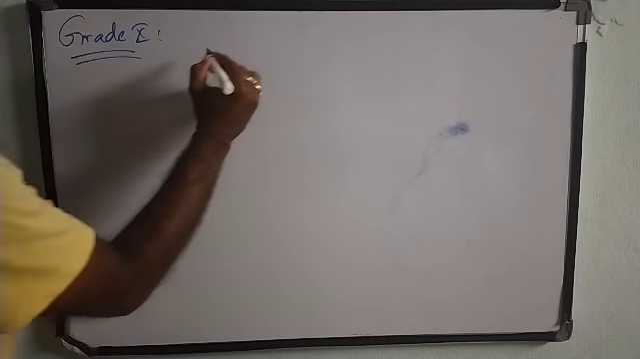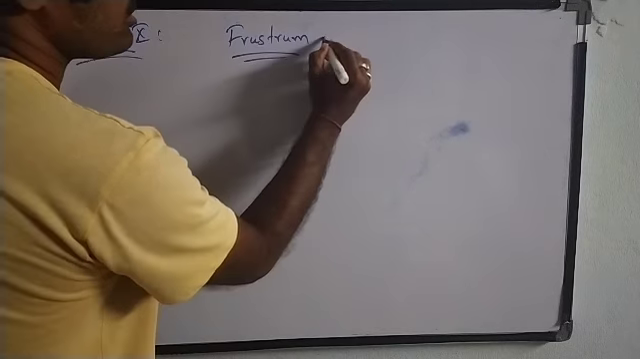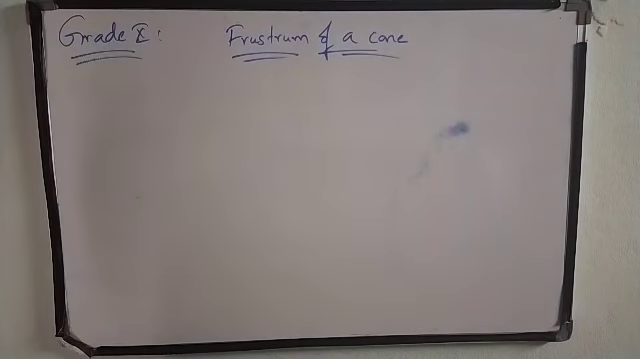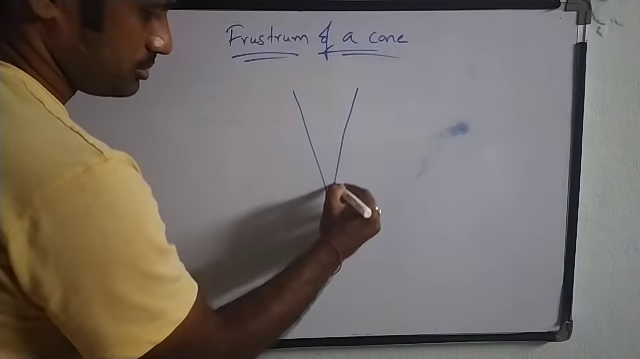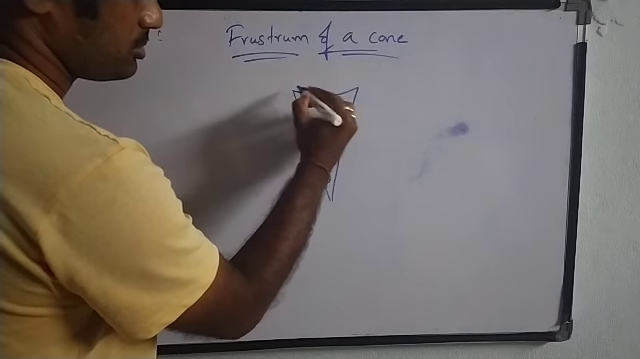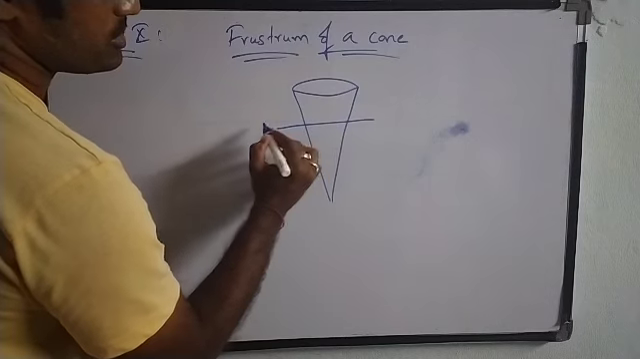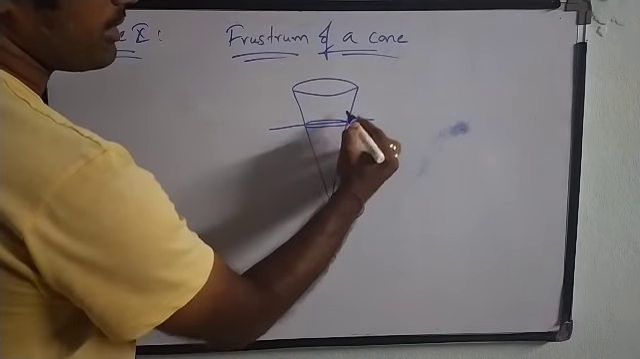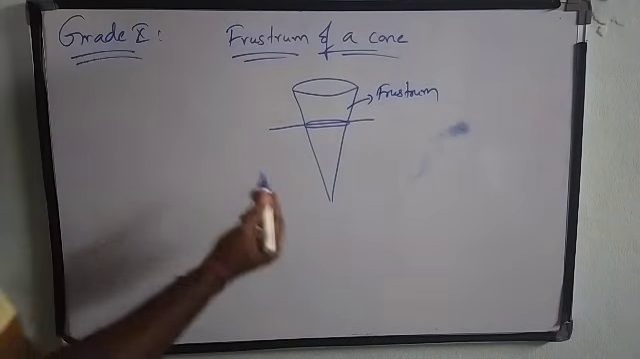Very good morning, students. Today we are going to see the new concept of frustum. So, frustum of a cone. Let us suppose, all of us know that this is a cone. In this cone, if I cut horizontally like this, then the part we get is called a frustum. So let me draw the frustum.